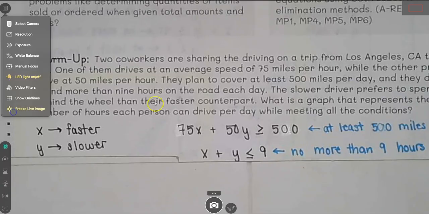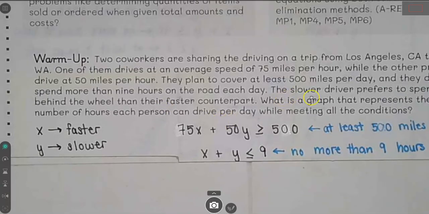Okay. And finally, it says the slower driver, that's y, prefers to spend less time driving than the faster driver, that's x. Bonus point if someone can give me an inequality to represent that. The slower driver driving less than the faster driver. It is less than, but what is less than what? We already used the 9. What was it? X and Y. So what's less than what?